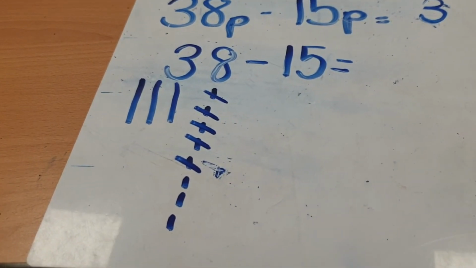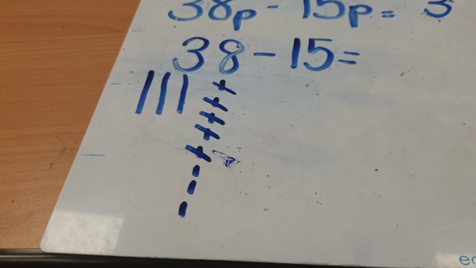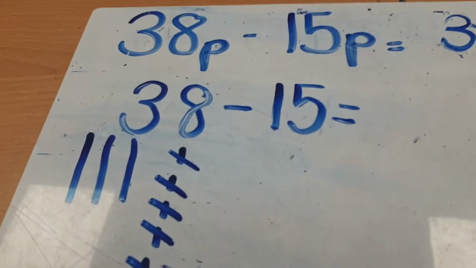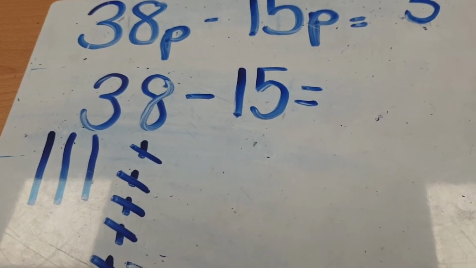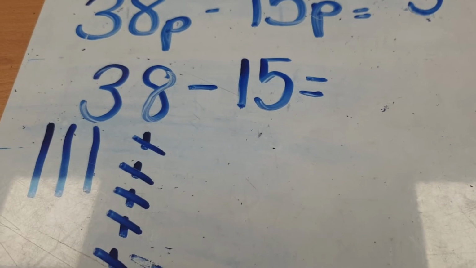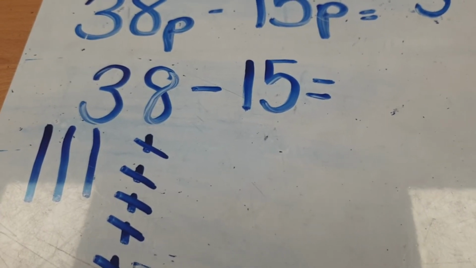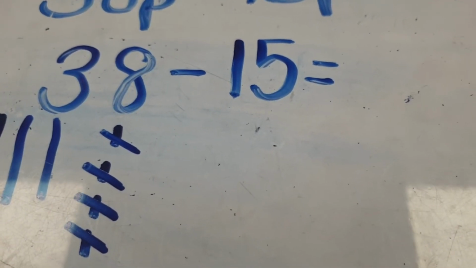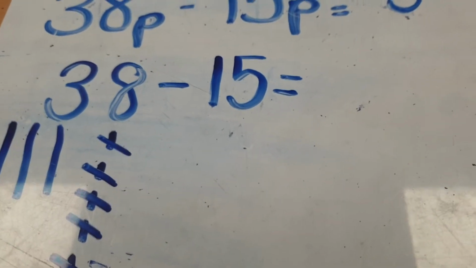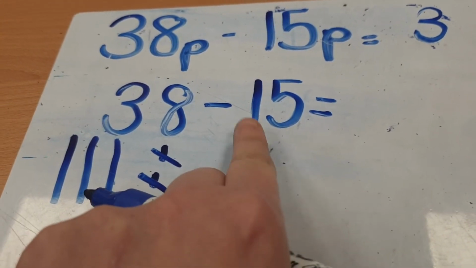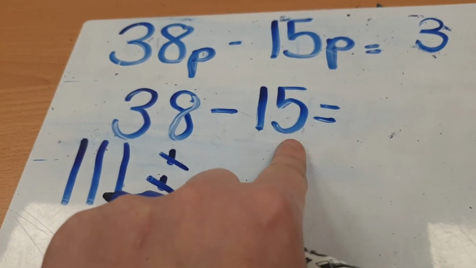Have I finished now? No, I've still got to look at the 10s. Let's have a look at 15. 15's a 2-digit number. That means I've got to take away some 10s. But how many do I need to take away? Well done. I need to take away 1 10 because 15 has 1 10 and 5 1s.